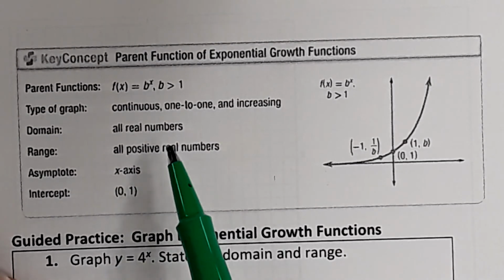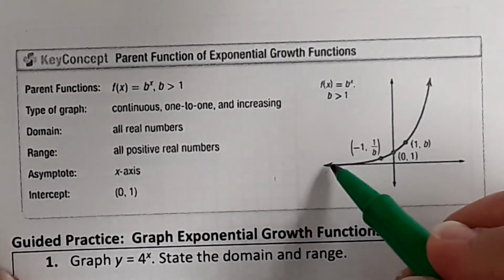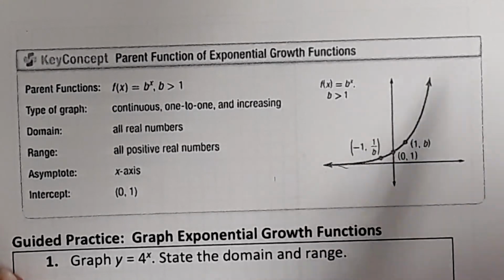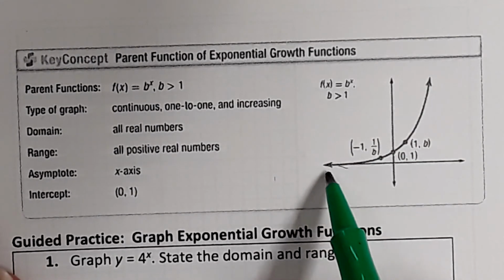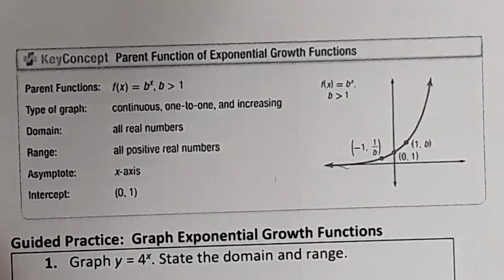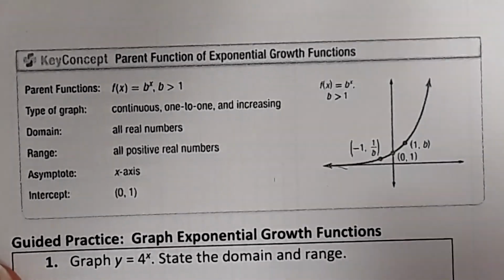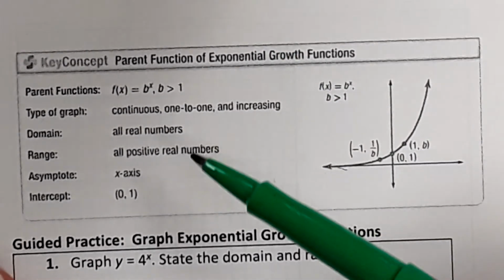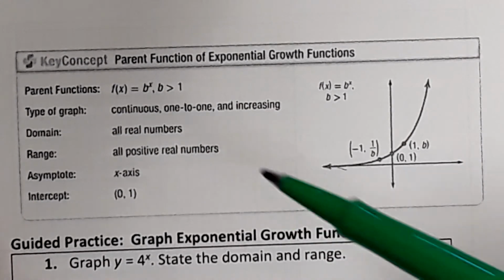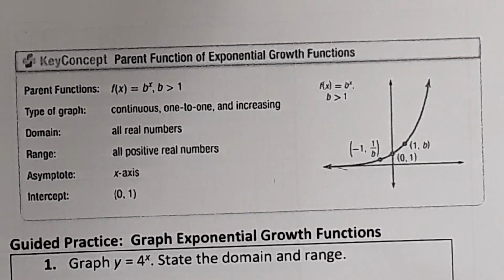The type of graph is a continuous one-to-one increasing, so you can see it's increasing. You see how it's skirting, like it's approaching the x-axis? It doesn't touch it, but it's right along there. That would be our asymptote. Okay, domain, all real numbers, range is all positive real numbers. And we're going to talk about how the range changes.